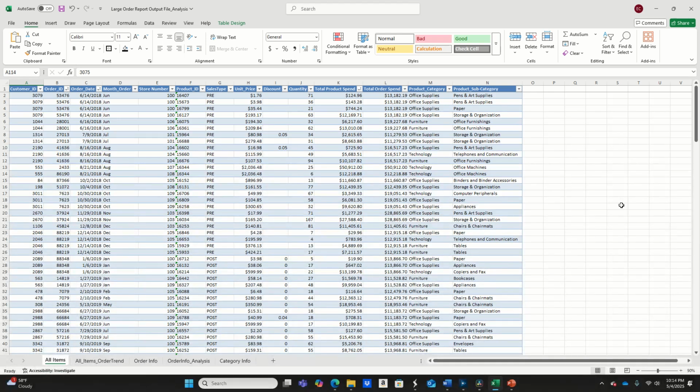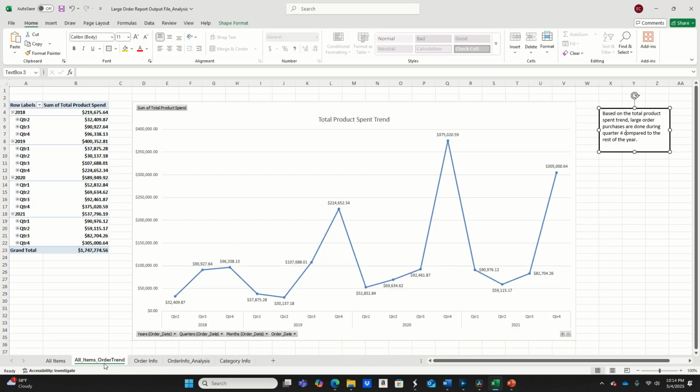Looking at the all items sheet, I converted the sheet into a table and created a pivot table using the order date and sum of the total products spent. So I created the pivot table below, the all items order trend.